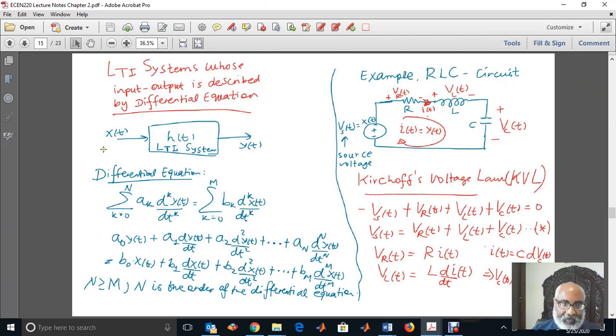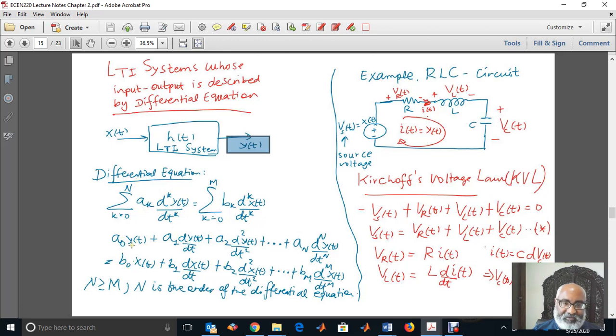So let's review. If I have an input x of t, and this is my system h of t, a linear time invariant system, and I have an output y of t, the relation between x of t and y of t is described by a differential equation. This differential equation is the sum from k equals 0 to n of ak times the kth derivative of y of t, d^k y by dt^k, equal to the sum from k equals 0 to m of bk times the kth derivative of x of t, d^k x by dt^k.